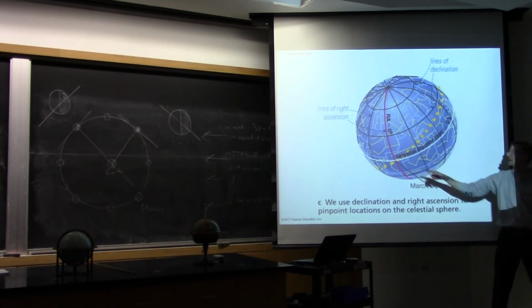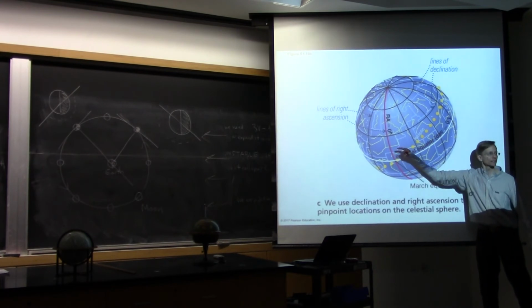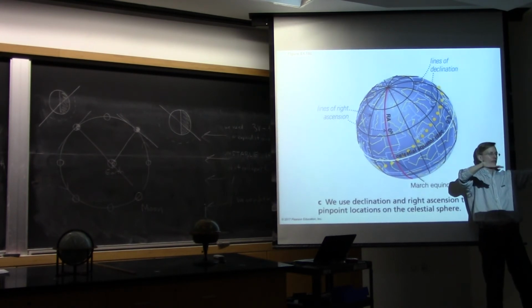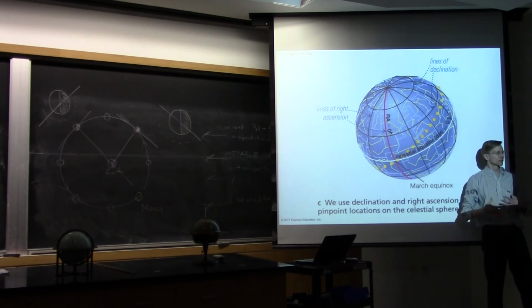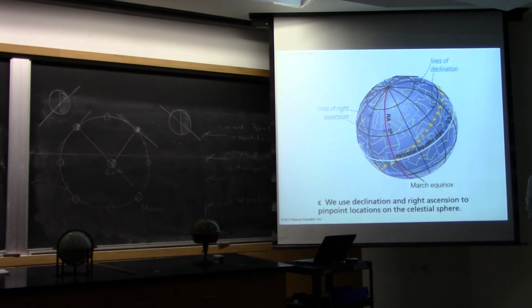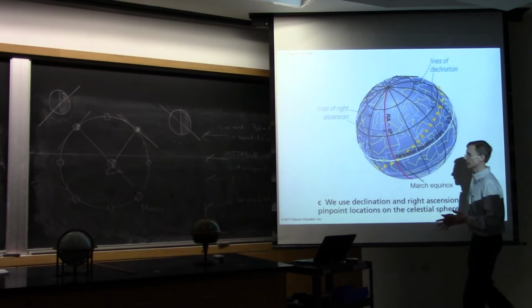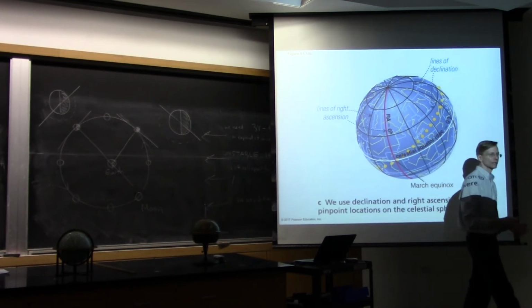And of course, you can draw a bunch of circles: 1 degree, 2 degrees, 3 degrees, 4 degrees, and so on. That's declination. It's north-south of the celestial equator. That's kind of like the y-coordinate, so to speak, on the sphere. Okay, any questions about that?